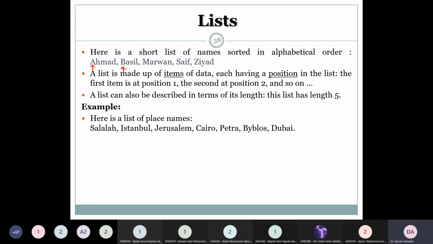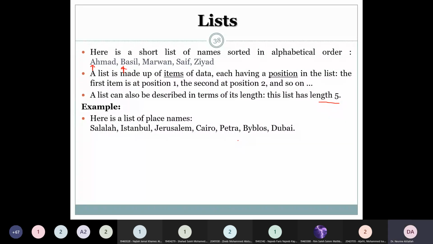A list is made up of items of data, each living in a position in the list. The first item is at position 1, the second at position 2, and so on. So a list can be described in terms of its length. This list has length 5. So here we have 5. Now look, here is a list of place names. So give me this list sorted. What is the first one?